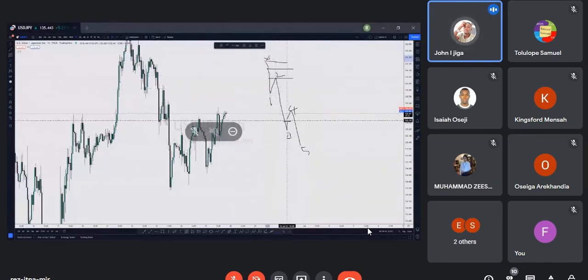Then wave 3 is the longest wave of the impulsive wave. It has to be longer than wave 1, and you're expecting it to be longer than wave 5, which are the impulsive waves of the 1, 2, 3, 4, 5. Waves 1, 3, and 5 are the impulsive, and waves 4 and 2 are the corrective.